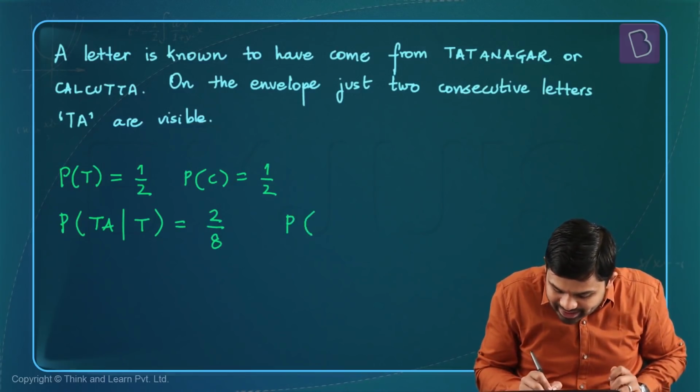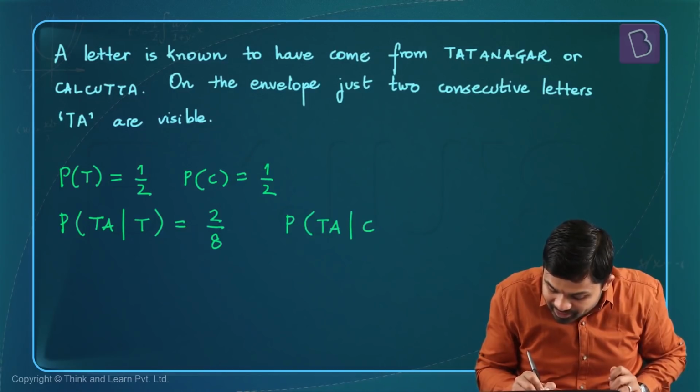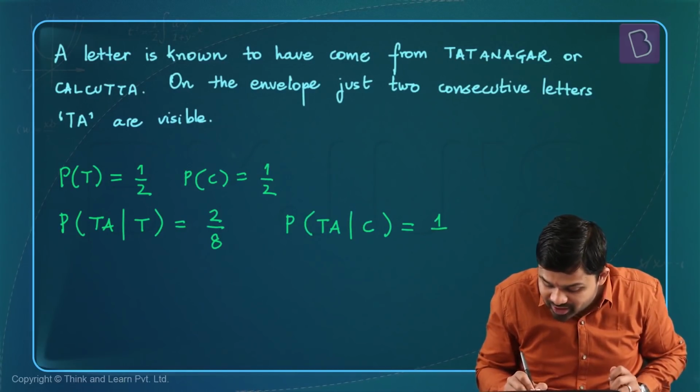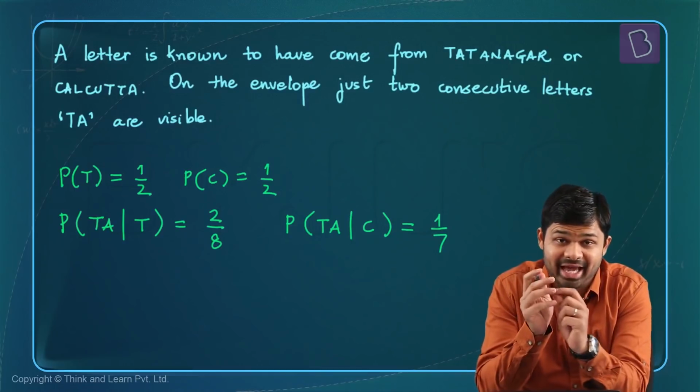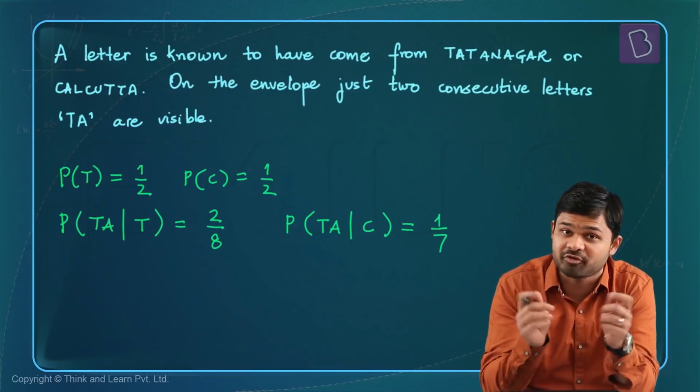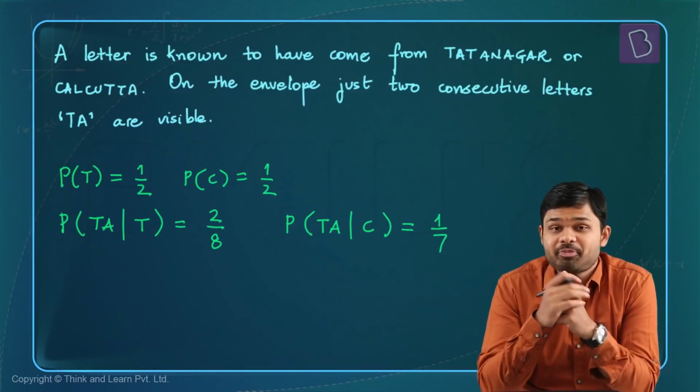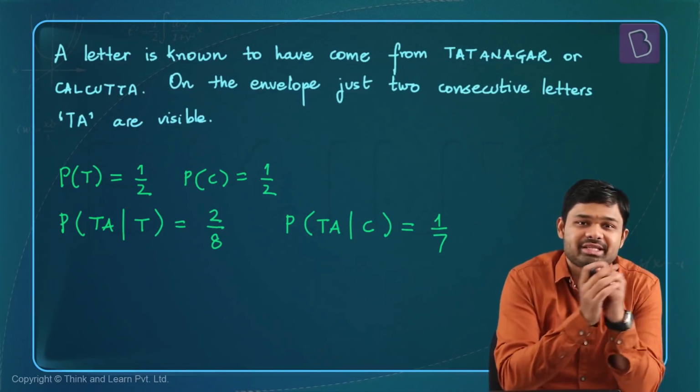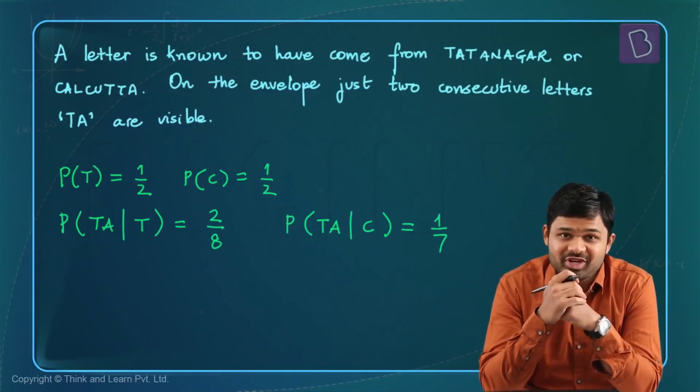Similarly, the probability that TA is visible given the letter has come from Calcutta would be 1/7, because Calcutta has only 1 TA, and because Calcutta has 8 letters, you can form 7 consecutive pairs of letters from Calcutta. So the probability that TA appears given that it has come from Calcutta is 1/7.